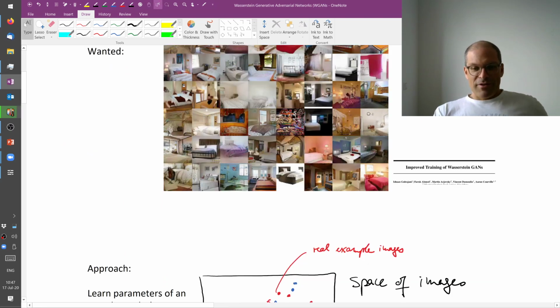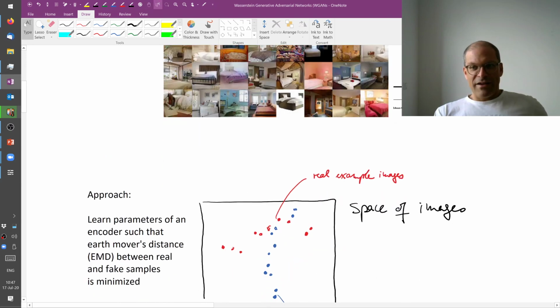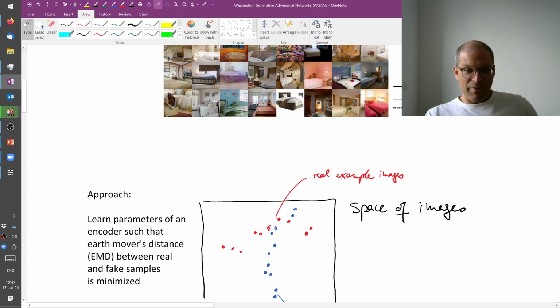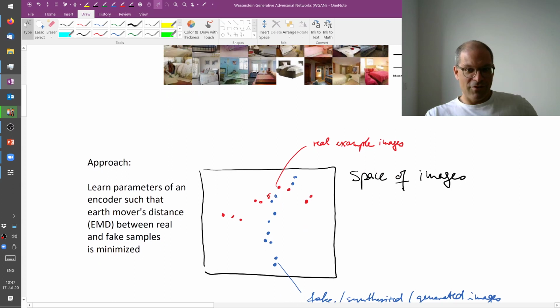Now, how do Wasserstein GANs approach it? They were published first. The first author was Martin Arjovsky, in I think 2017. The basic idea is the following. Here is a sketch of the million-dimensional space of images. In this space, we have a few real example images. They're just points in that space.